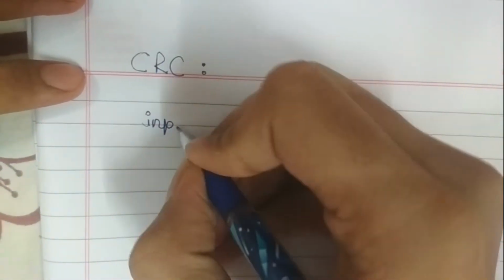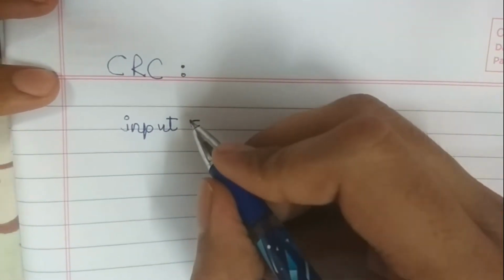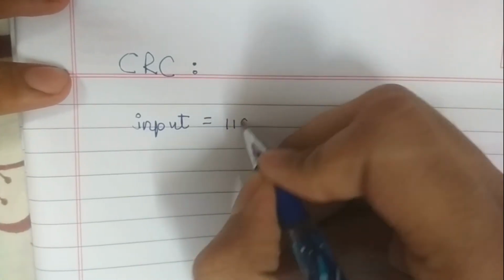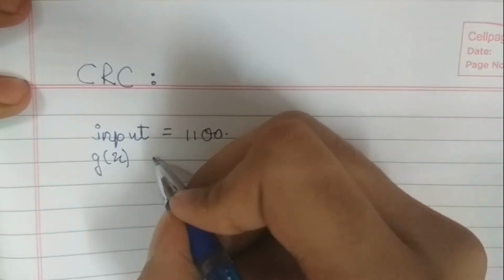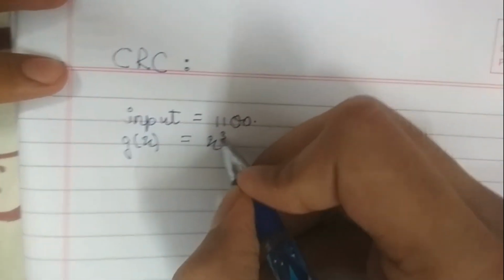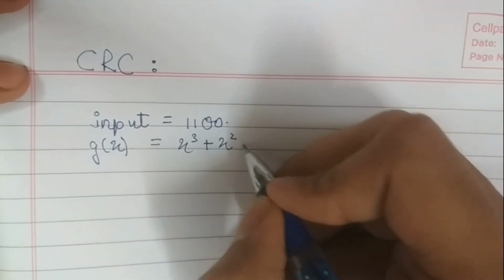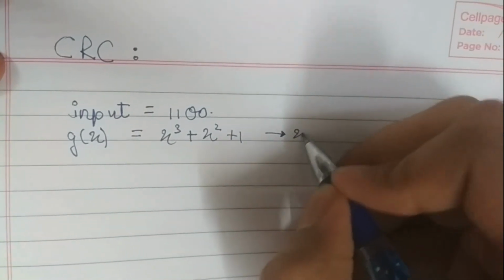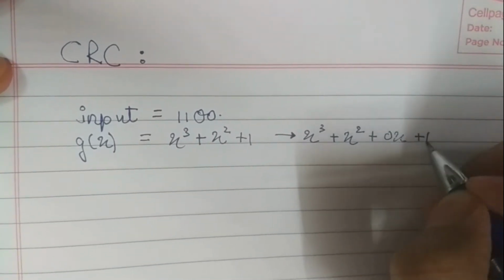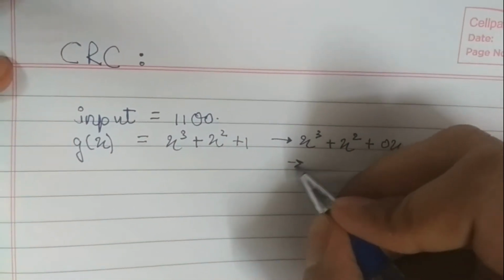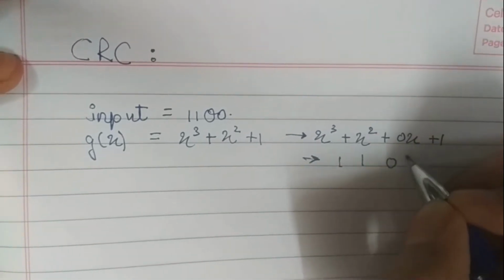So guys, I hope you have all gone through the prerequisites, but still to make things a bit more clear, we will consider an example here. Let's take the input to be equal to 1100, and then we will consider our generator polynomial g of x to be equal to x cube plus x square plus 1, which can be written as x cube plus x square plus 0x plus 1, which will eventually give us coefficients 1, 1, 0 and 1.